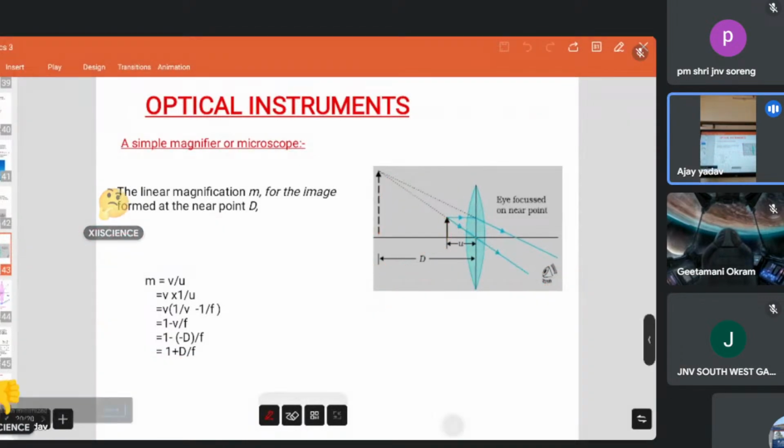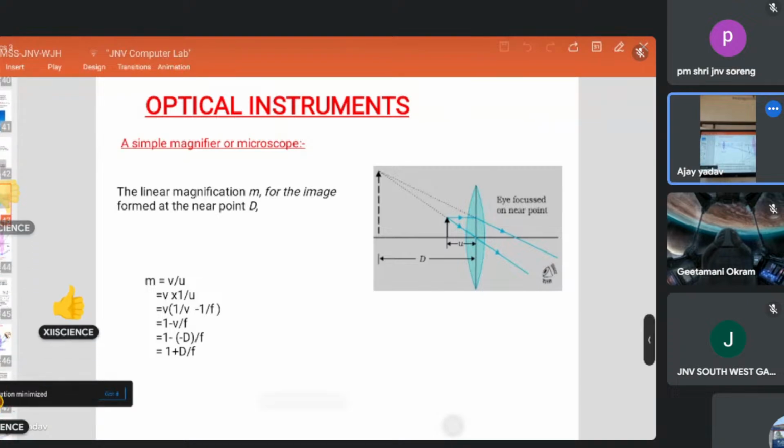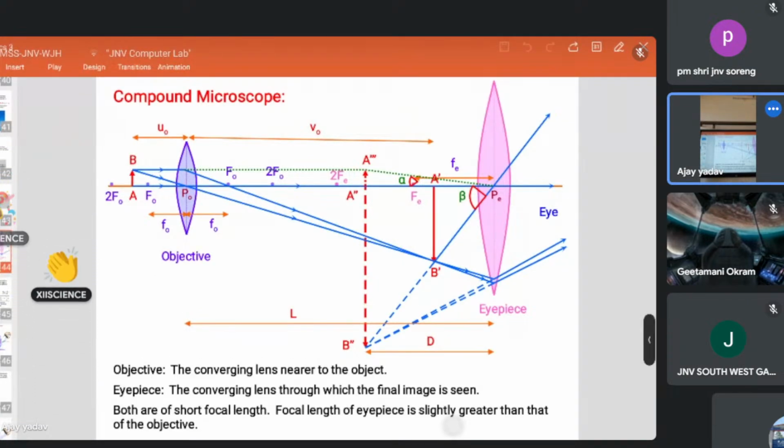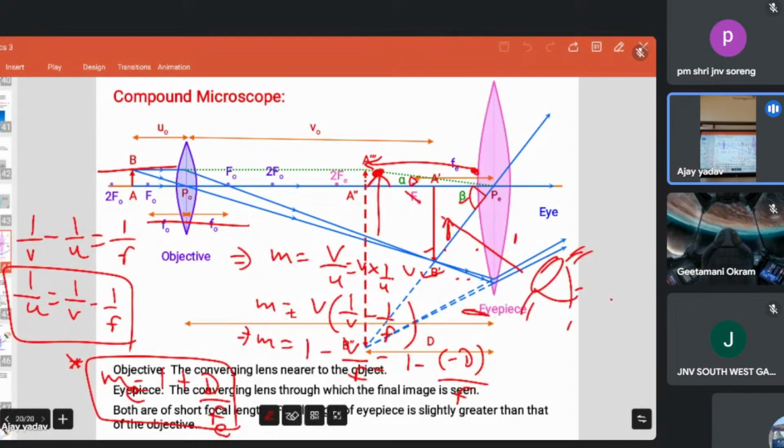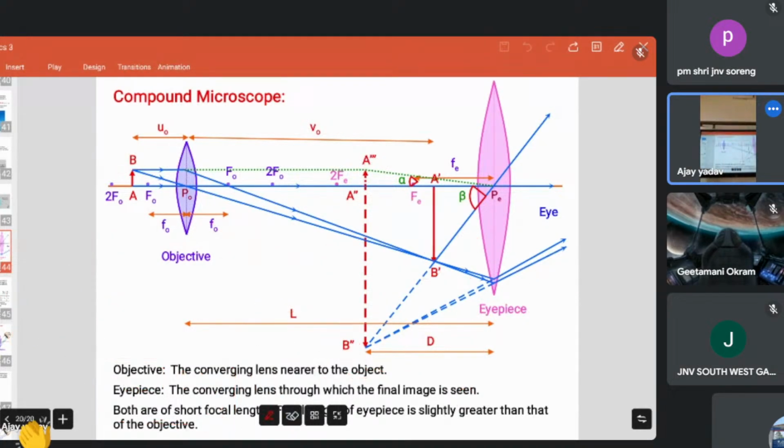Now next is the compound microscope. A compound microscope consists of two lenses. One is called the objective lens, and one is called the eye lens or eyepiece. Both of these lenses are placed at the ends of a tube.